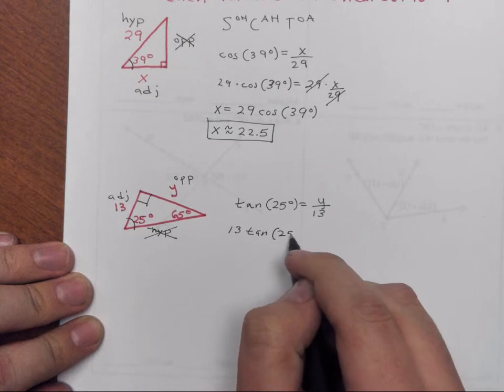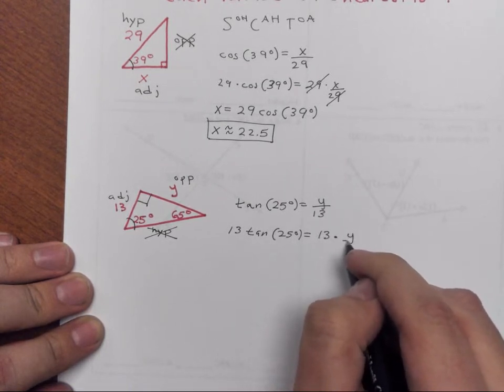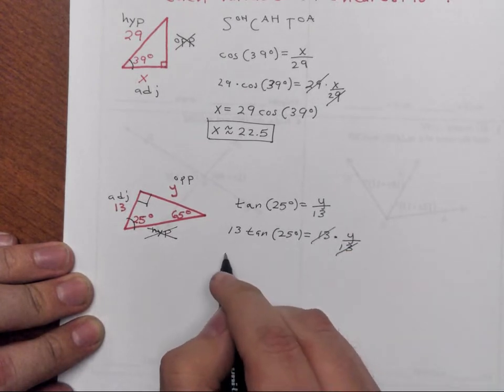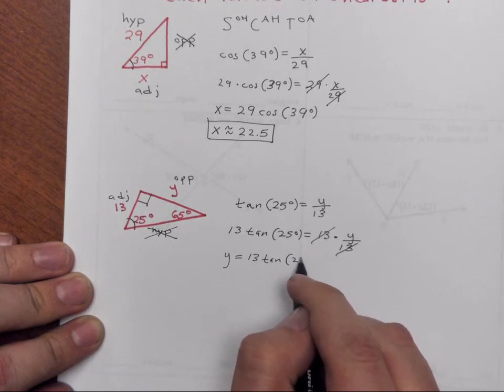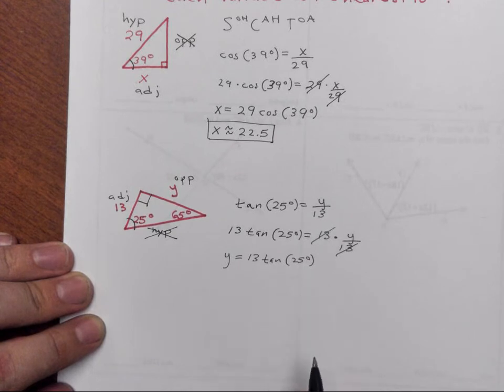So I'll have 13 times the tangent of 25 degrees is equal to, over here if I multiply by 13, I'll get rid of it, which means y is 13 times the tangent of 25 degrees. I want to see this on your paper.